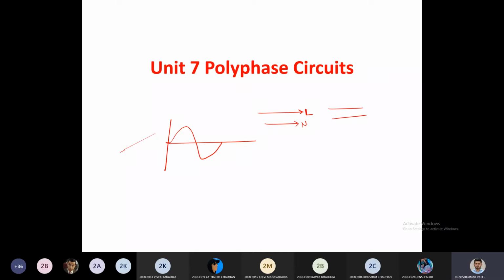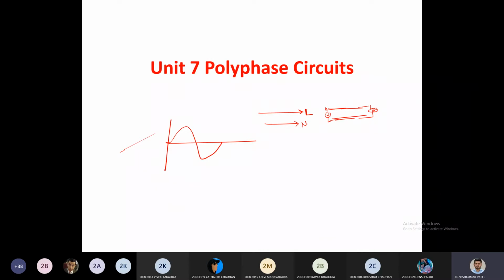So using two wires you can connect anything. For example, if I want to connect something over here, that would be two lines. This is my generator, let us say, and I can connect something using this two line system. This is a bulb, for example. This was the single phase circuit.